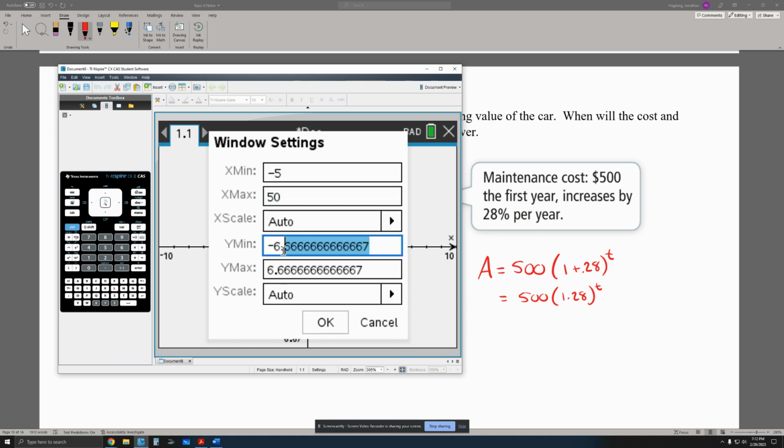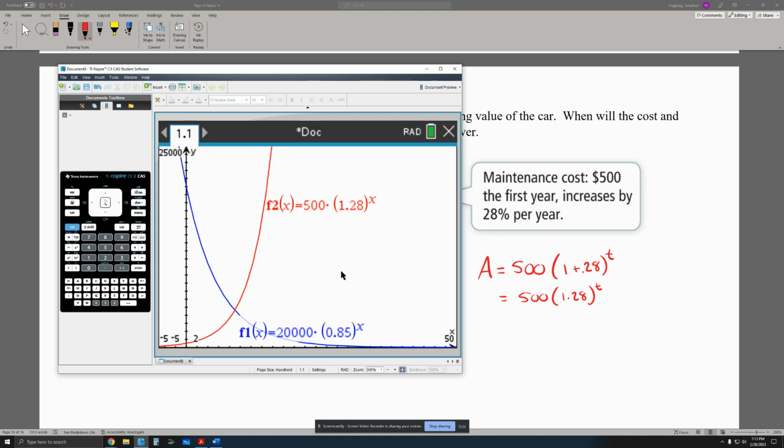For the y values, we're not going to have a negative value for either of these. Both of these are going to have an asymptote at y equals 0, so it doesn't really matter what our y minimum is. And then our y maximum, we know that it starts at 20,000. So let's just do 25,000 and see what this looks like. Okay, great. So now I can see this graph.